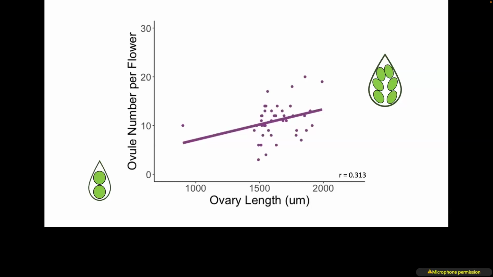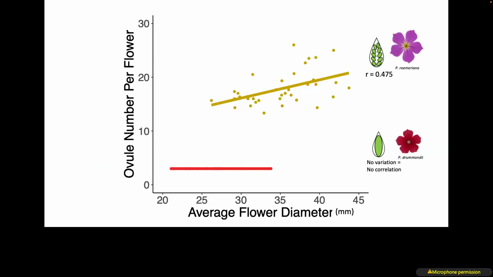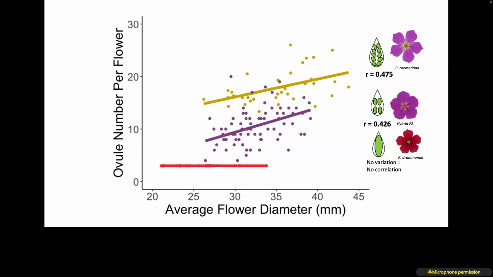We see a correlation between ovule number and ovary length as well. And this is something that I showed you before, where there's no relationship between ovule number and flower size within drummondii, because there's no variation in ovule number, and there is a positive relationship within Phlox roemeriana, and we see the same positive relationship within the F2 population as well. There's noticeably more variation above and below this line. However, we do still see this positive relationship.